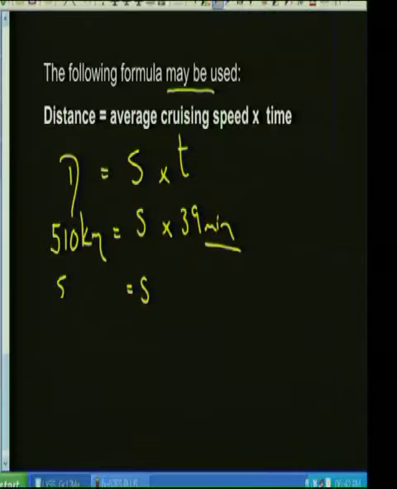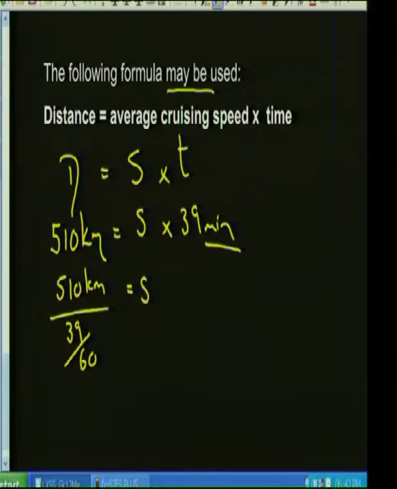So, speed is equal to what? It's going to be 510 kilometers divided by 39 minutes. Now, folk, how do I change minutes into hours? Okay, we're dealing in minutes, we've got to change it to hours. How do I change minutes to hours? I divide by 60. So I'm going to say, listen guys, it's 510 kilometers, not divided by 39, but divided by 39 over 60. And it's now no longer minutes, but it's now hours. Okay, so what is my speed?